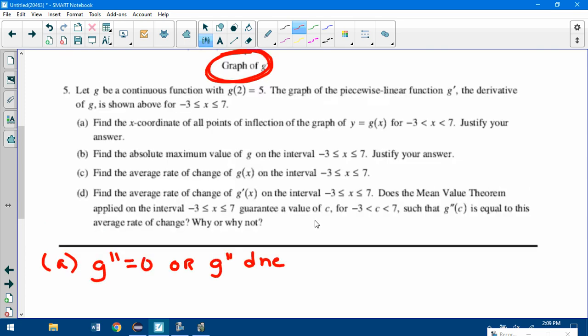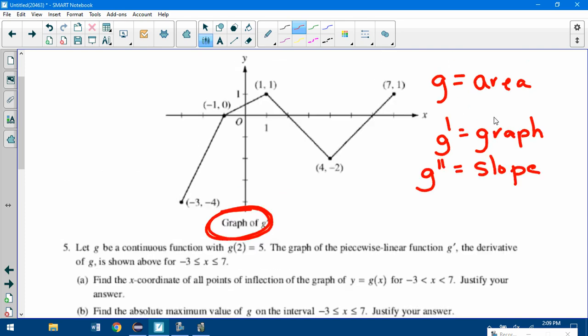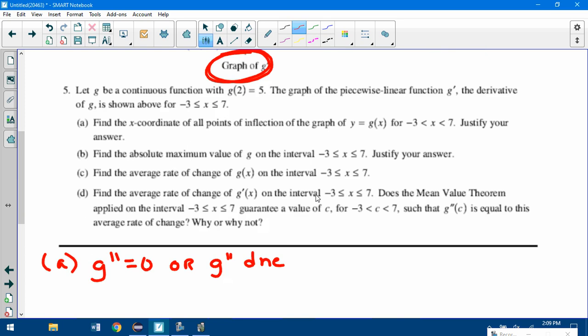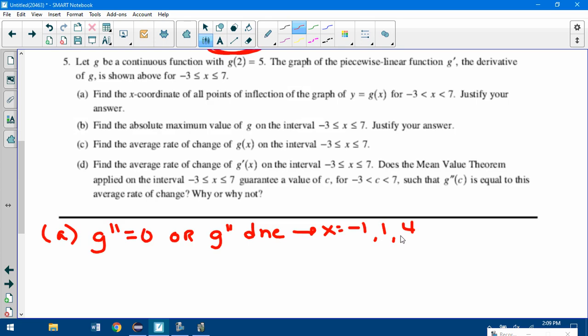Okay, so second derivative is slope. Is there any spots on this graph where the slope is 0? Nope, because there's no leveling off anywhere. Is there any points in this graph where the slope doesn't exist? Yeah, any corner. So x equals -1, 1, and 4. Now that's not enough to guarantee they're inflection points. What else do you have to check for? Right, you got to check to make sure there's a sign change.